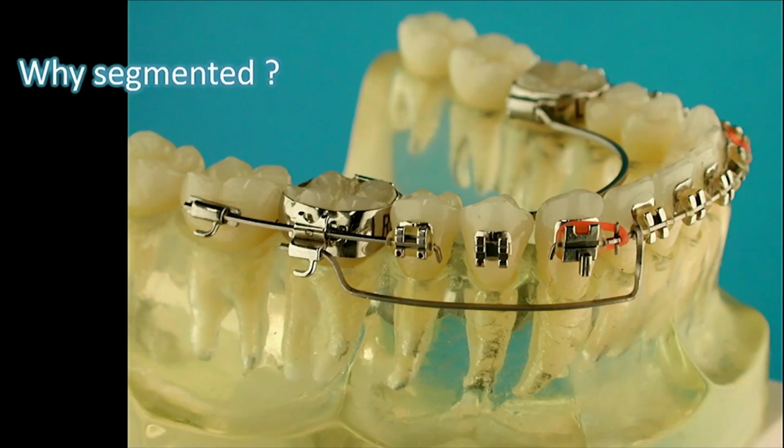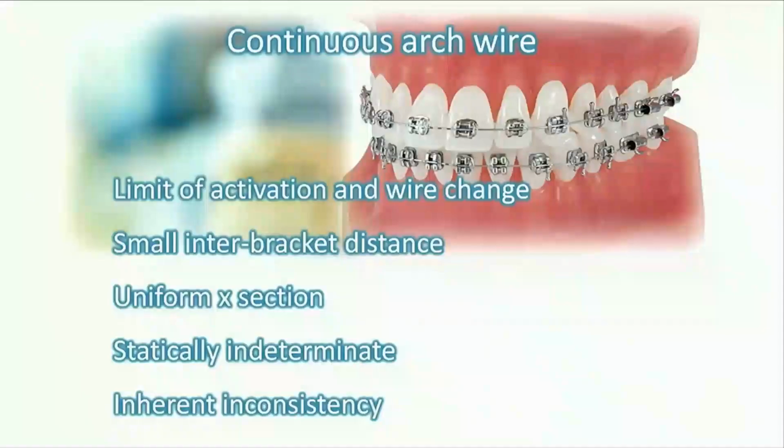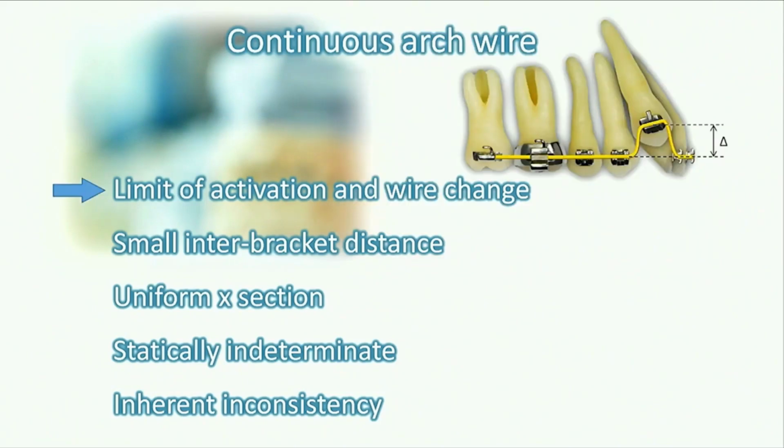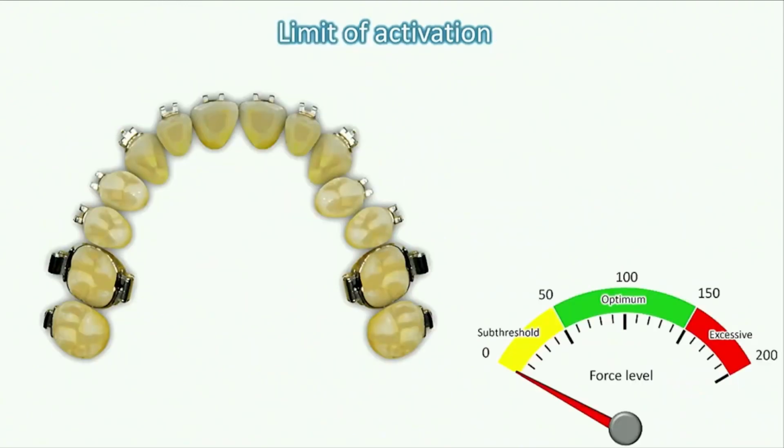What is the reason for using a segmented arch? It is my contention that the inadvertent use of continuous arch wire may create more problems than it can solve. Once the brackets are bonded to the crowded teeth, the amount of activation of wire is determined based on the position of the bracket slots and cannot be altered, and the wire needs to be replaced with a stiffer one sequentially. Let's do a simple thought experiment.